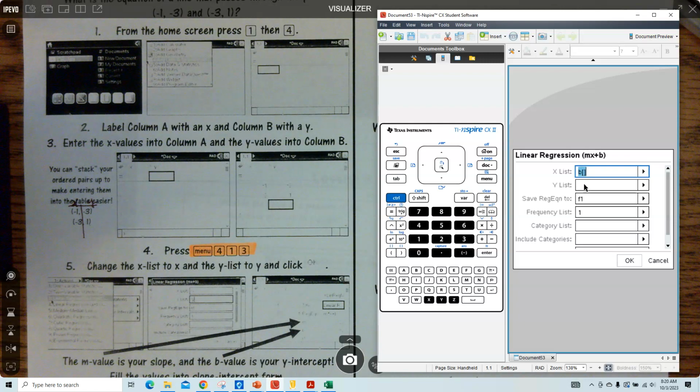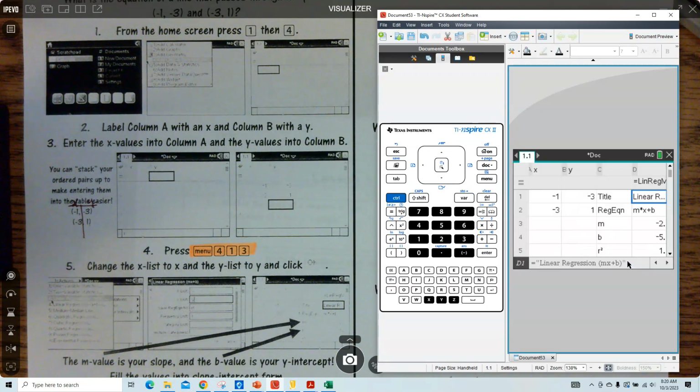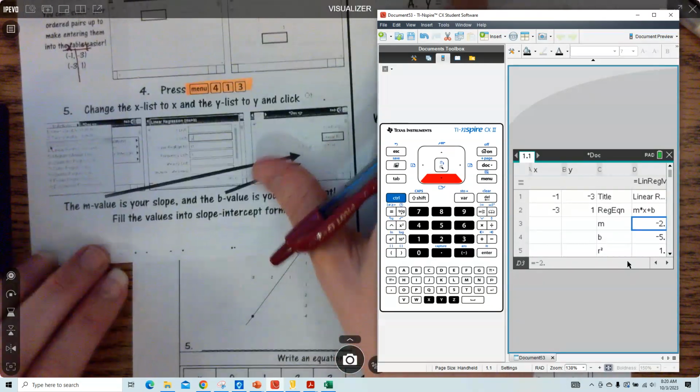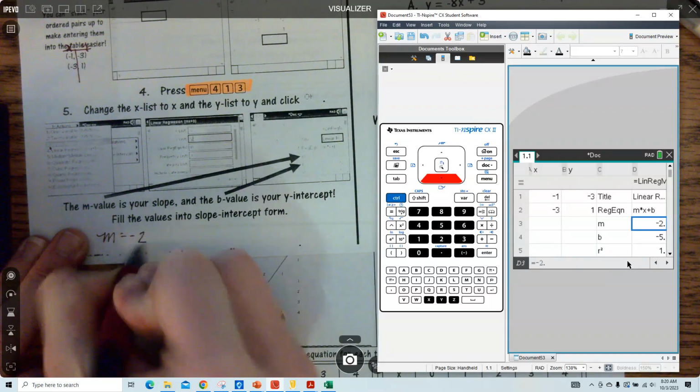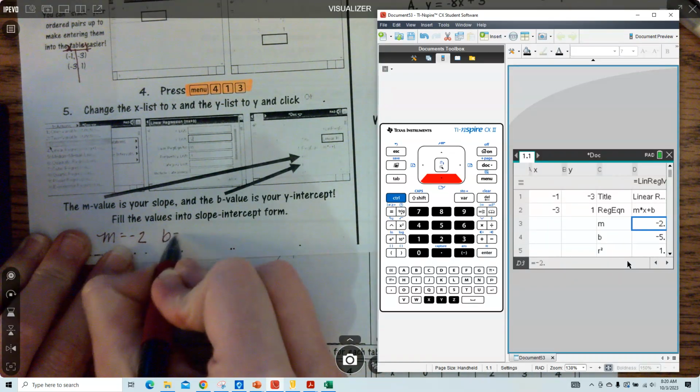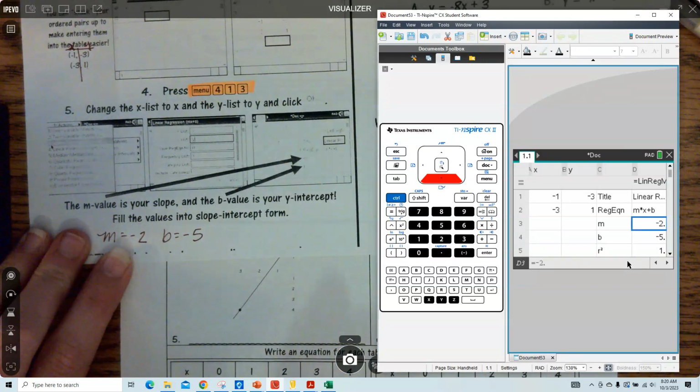All right, and then it gives us this. It says linear regression. It wants to know what the x and the y are, and that's why we do those labels. So when you click the arrow next to X list, you can select X. When you click the arrow next to the Y list, select Y. Again, that's why we label them, so we make sure that they don't get mixed up. And then we're going to hit OK. It gives me the pieces. So this one tells me that the M is -2 and the B is -5.